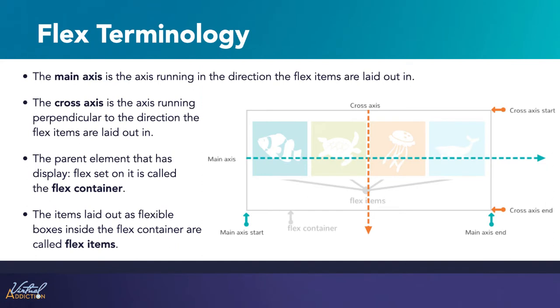The main axis is the axis that runs in the direction the flex items are laid out in. The start and the end of this axis are called the main start and main end. The cross axis is the axis running perpendicular to the direction that the flex items are laid out in. The start and end of this axis are called cross start and cross end.